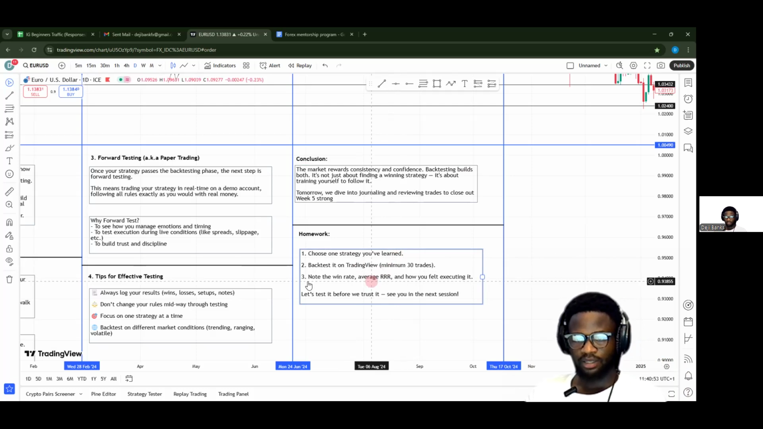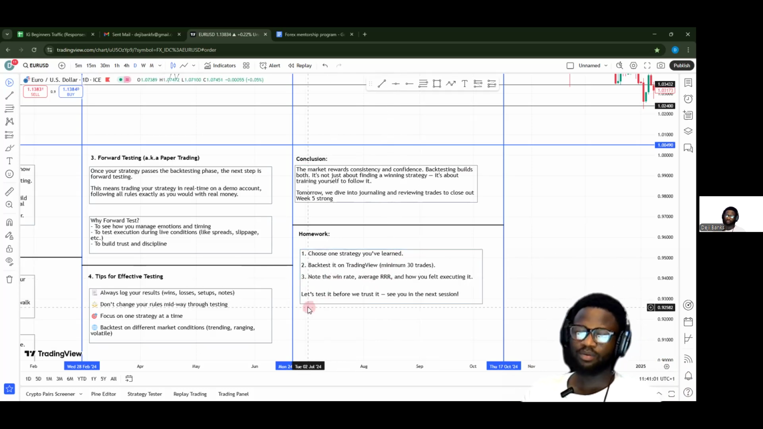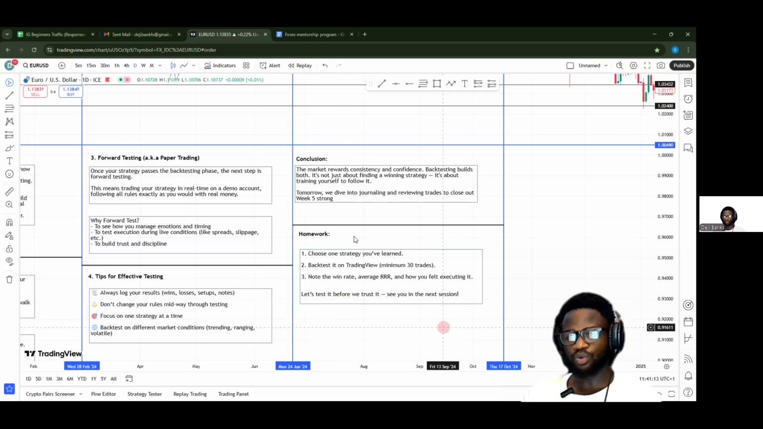And then thirdly, note the win rate, average RRR, and how you felt executing it. Please, and please, try to practice out some things on what you are learning. If you don't, it will not help you a bit. All right. So let's test that out before we trust what we are doing, and then I will see you on the next one.